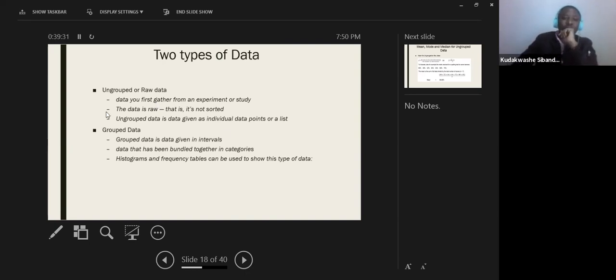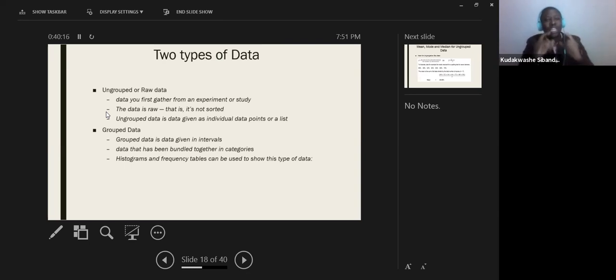So what is ungrouped data? Data that you first gather from an experiment or study is considered ungrouped data, right? Like for example, when that teacher was just gathering the scripts together, that was ungrouped data, gathering the information from the study, from the experiment. It's termed ungrouped, right? So the data is raw, it's not sorted. Ungrouped data is usually given as individual data points, like that table that they had for each and every student, the mark for each and every student, right?